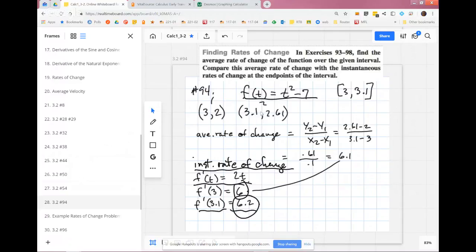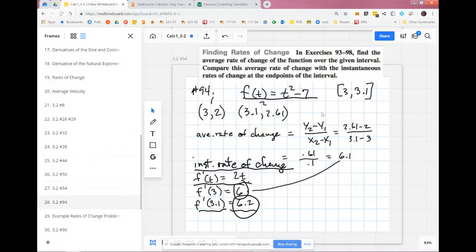So you see now I have 2 ordered pairs. How do you find average rate of change? Slope. And that's what I did right here. By the way, the slope is 6.1. So there's my average rate of change over that interval. Now, the second part says compare that to the instantaneous rate of change at the 2 endpoints.